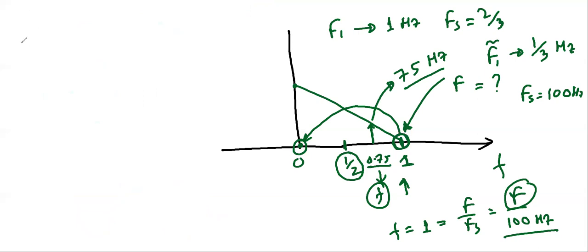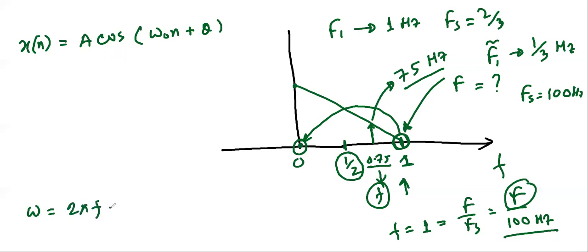Okay, I have the signal x[n] equals A cos(omega 0 n plus theta). You can also definitely write that omega is always equal to twice pi f. Okay, we already know this.